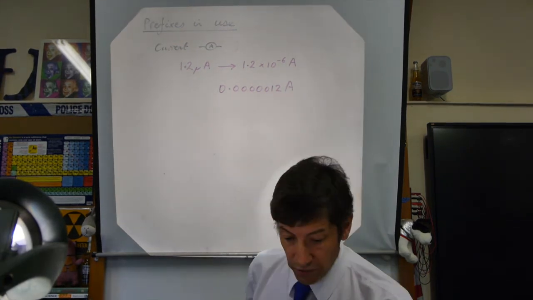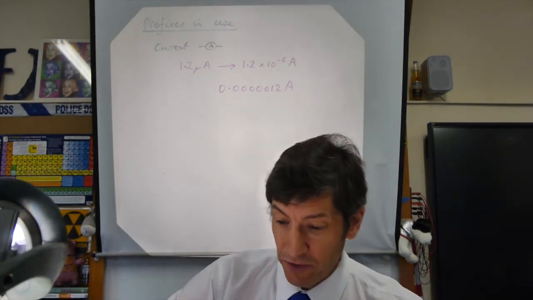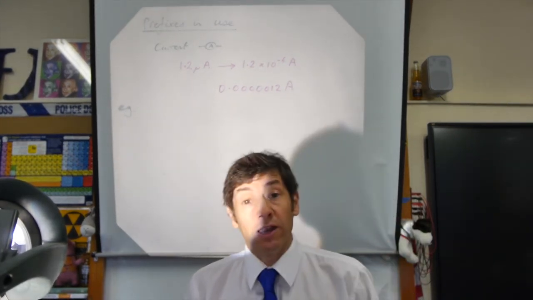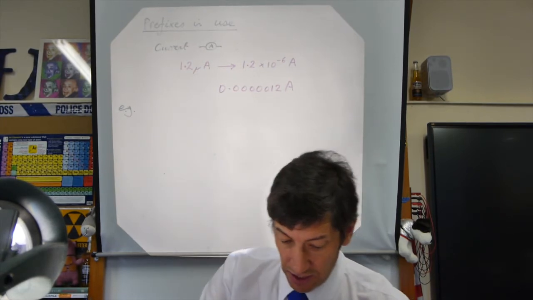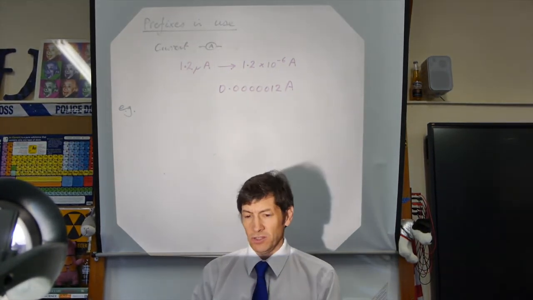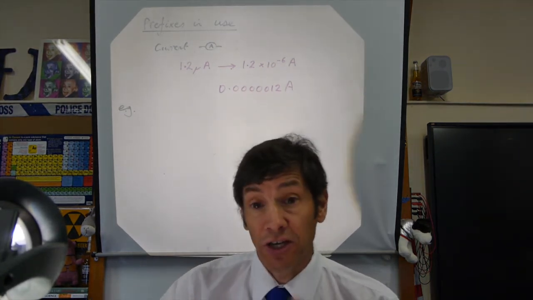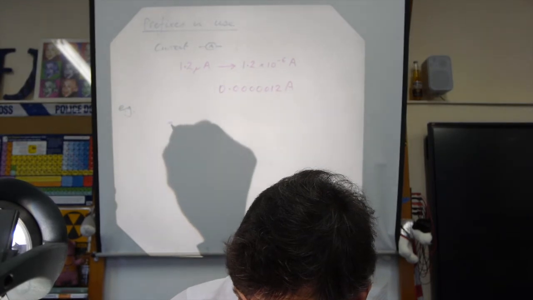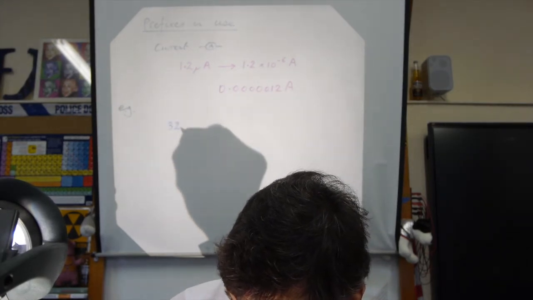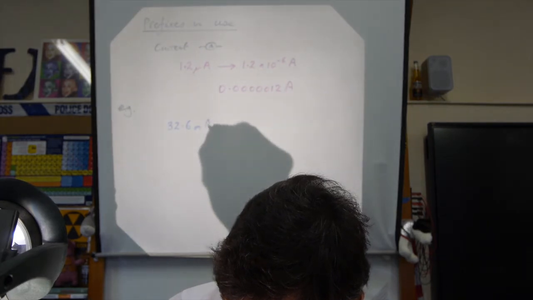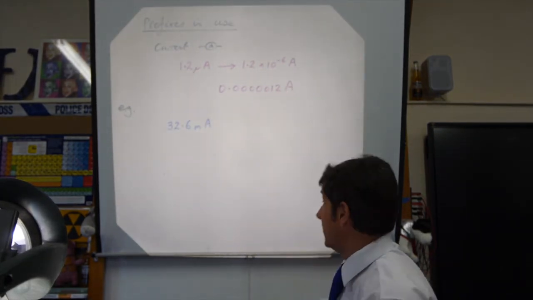I'd like to do another example with you just to make another point. So let's do an example. We've got our little ammeter now, and let's measure a different current. We might have to swap scales on the ammeter, and let's say in our circuit we've got a bit more current. Let's say we're measuring 32.6 milliamps. So that would be a typical sort of A-level number.